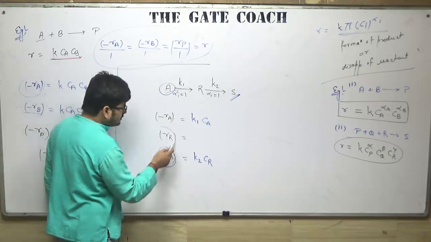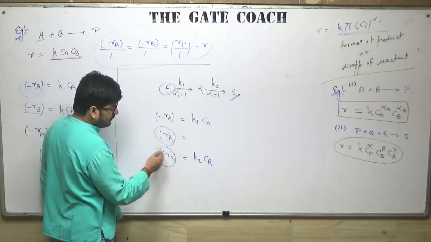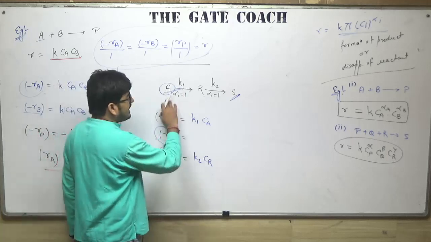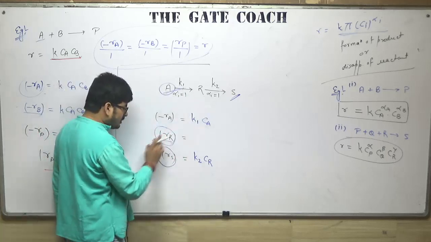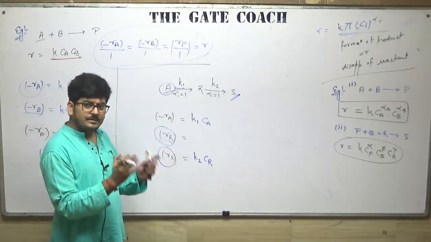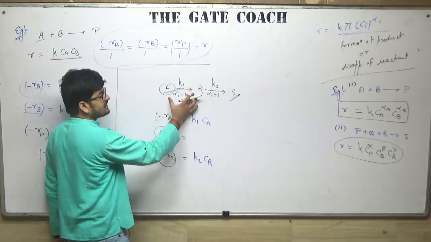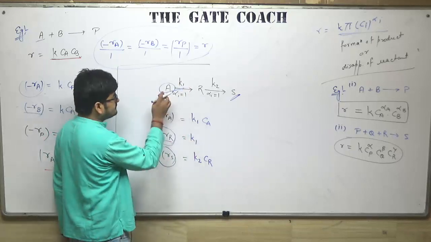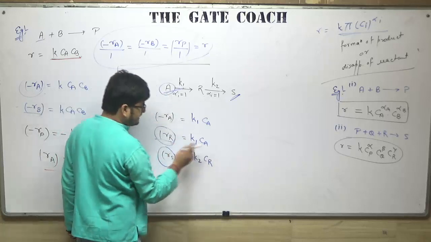I am talking about rate of reaction in terms of formation of R. So in the first step, R is forming, and I am also talking about the formation of R. So the sign will be positive. What is the rate constant here? K1. What is the reactant here? A. So it will be Ca.